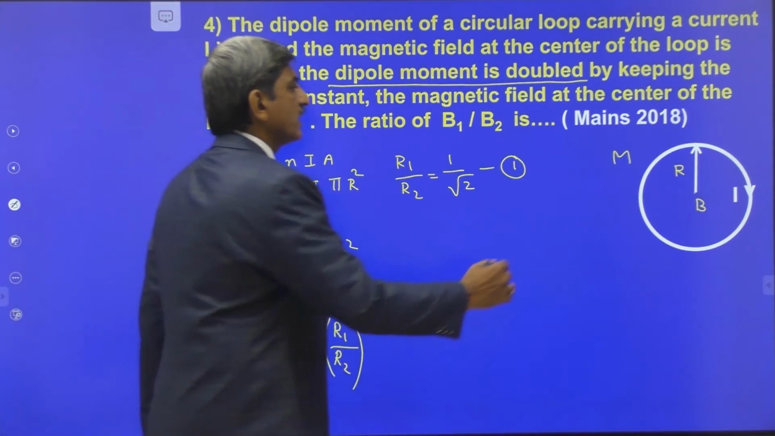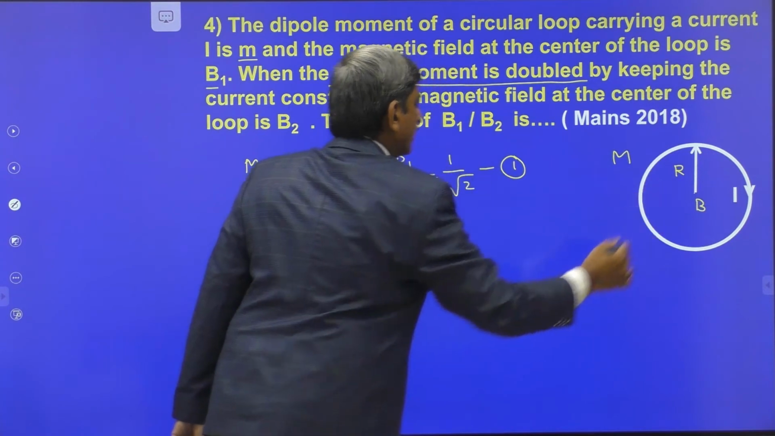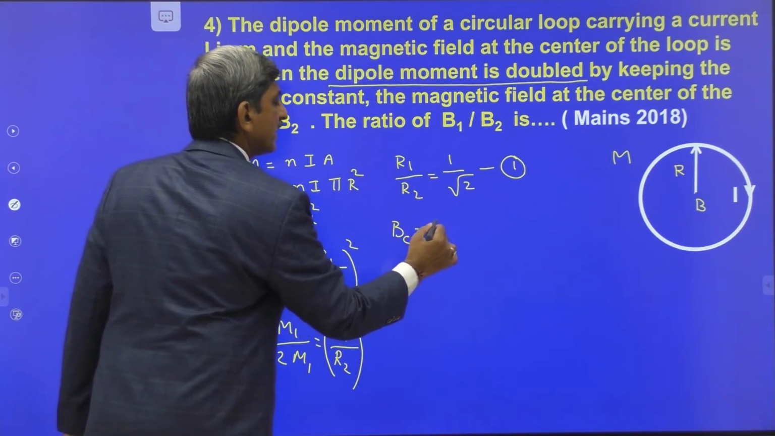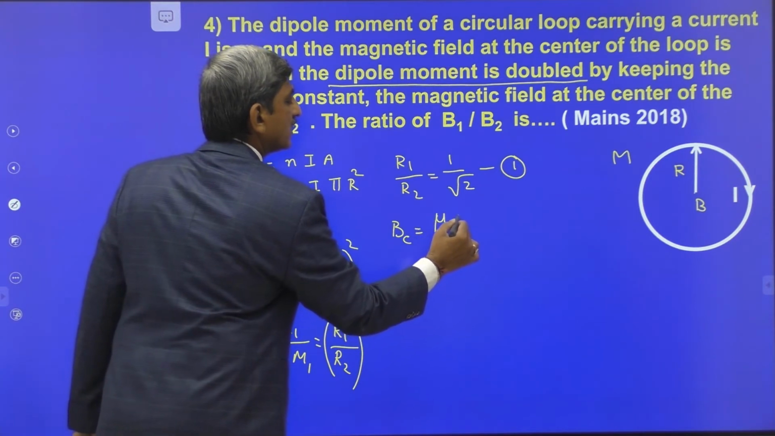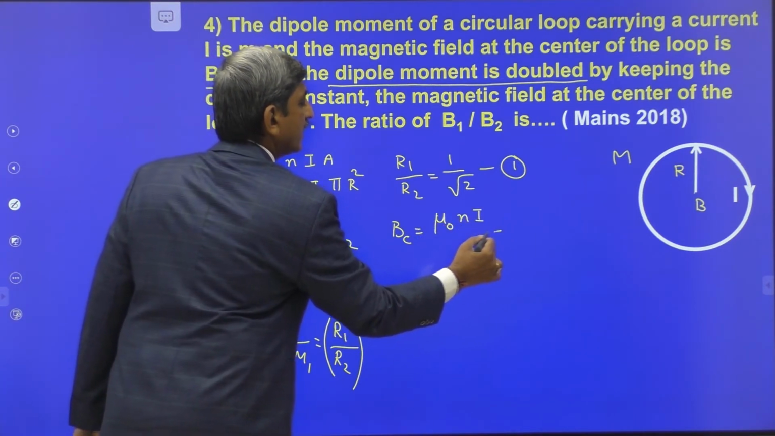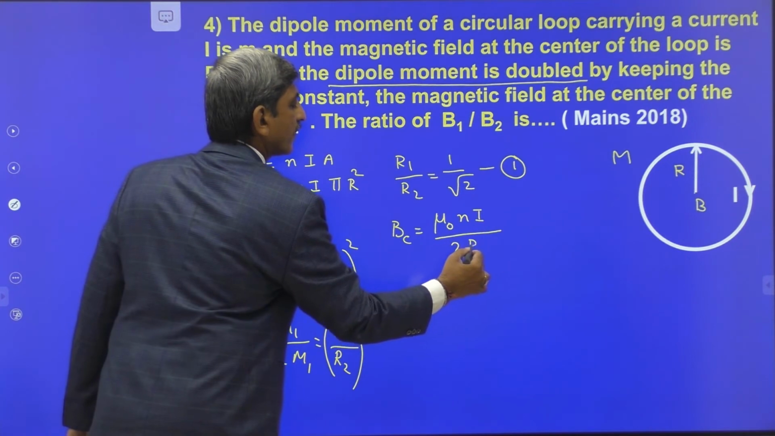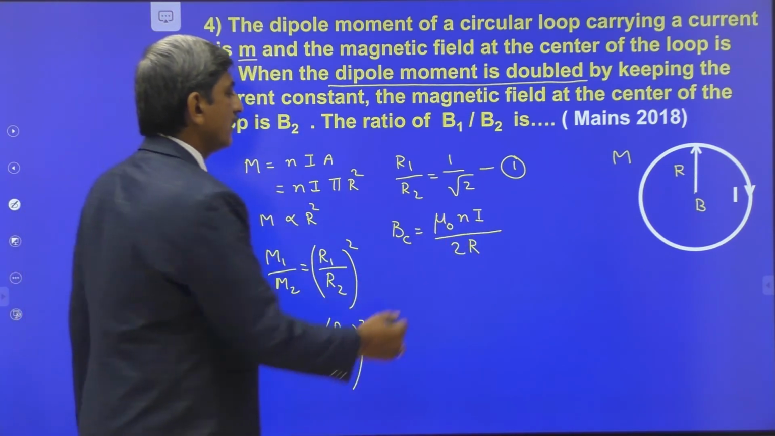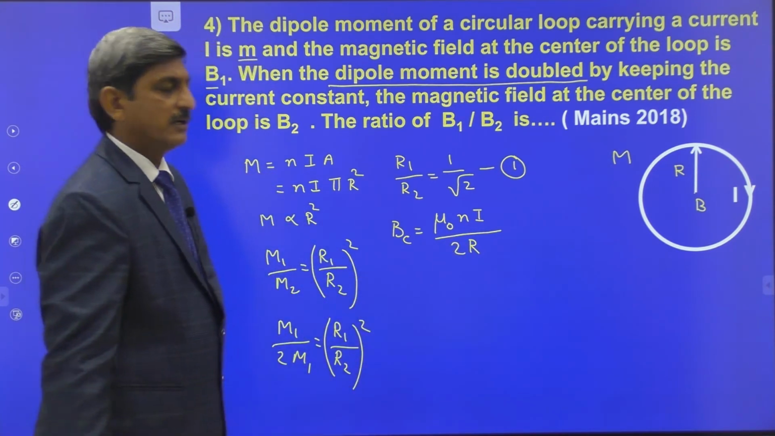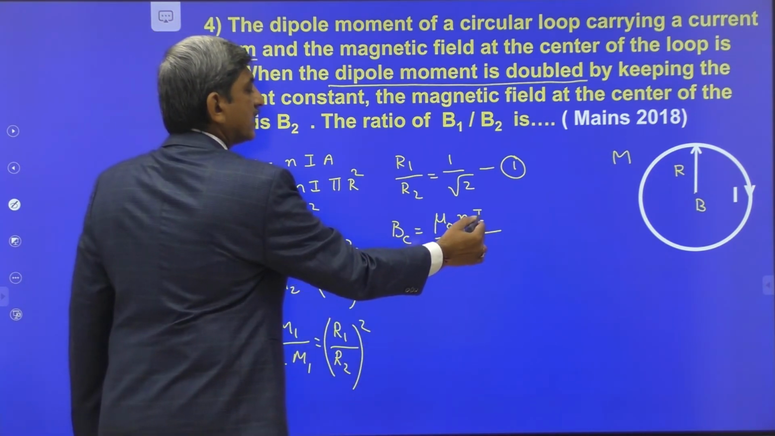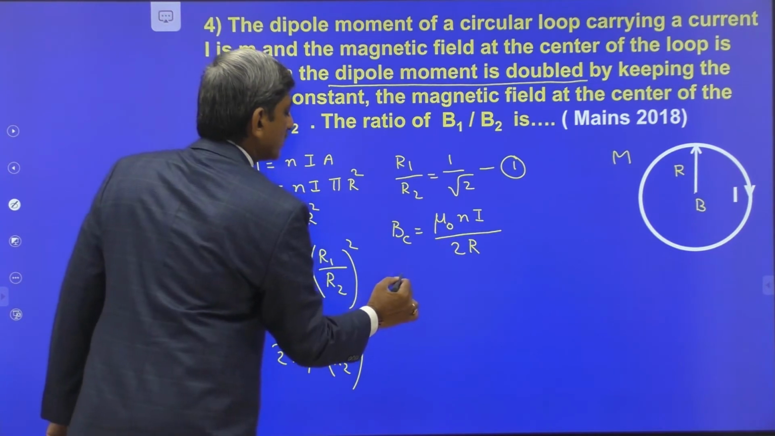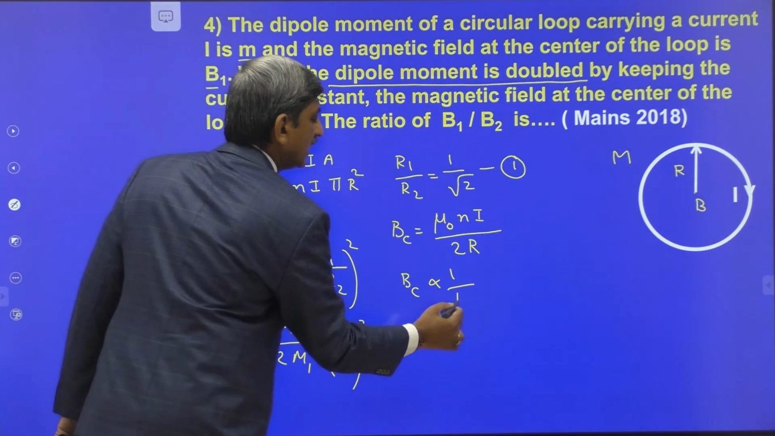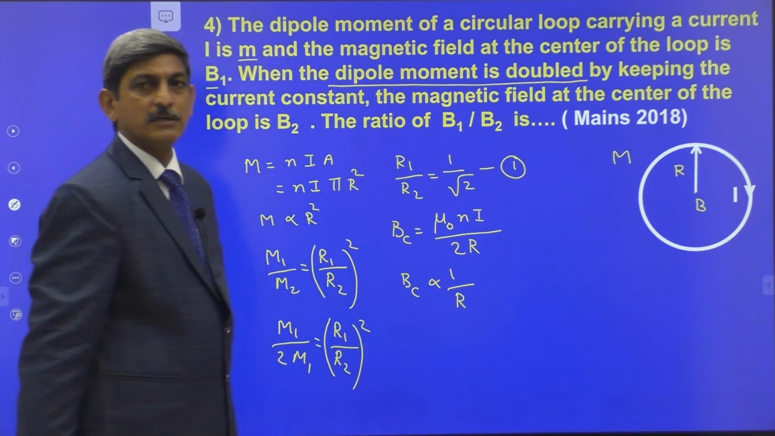Now already we know that in case of the circular coil, the magnetic induction at the center of the coil is given by B center is equal to mu naught NI divided by 2R. Here N is the number of turns, I is the current passing through the coil, and R is the radius of the coil. So here I is constant, N is constant, so we can write that B center is inversely proportional to the radius of the coil.